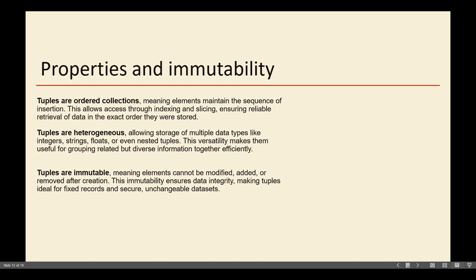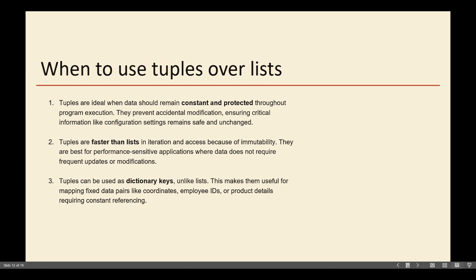Then tuples are immutable, meaning elements cannot be modified, added or removed after creation. This immutability ensures data integrity, meaning it is ideal for fixed records and ensuring unchangeable datasets. So next is when to use tuples over list.